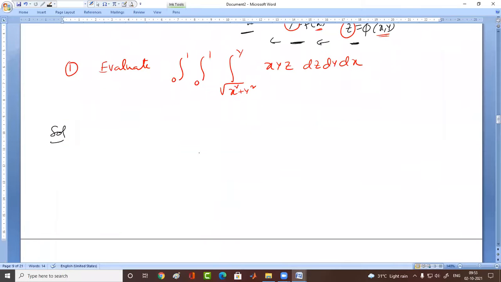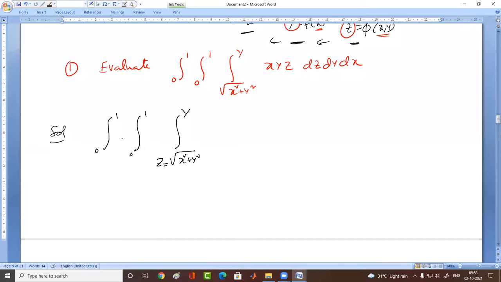I will write again. Listen carefully. Z goes from 0 to 1, a constant limit. Again, 0 to 1, a constant limit. But here, the other limit is root over x square plus y square to y. So our limits in terms of x, y, that's why this is z.